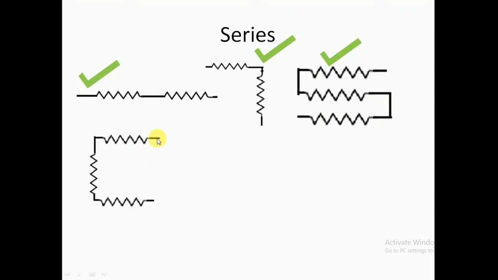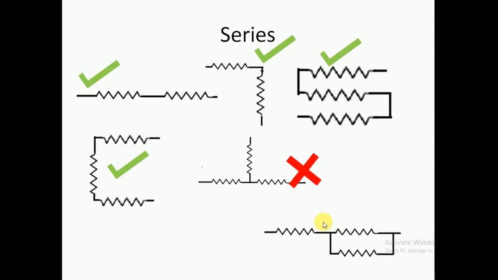And this side also, it's a C shape of resistors, but still it has only a single path, so this is also a series. But out here, in between these two there is a branch, so there are two paths, so this is not series. Out here also there is a branch, so it is also not a series combination. So in a circuit you have to look for a single path, and if there is a single path, you can say it's a series, otherwise it's not a series.